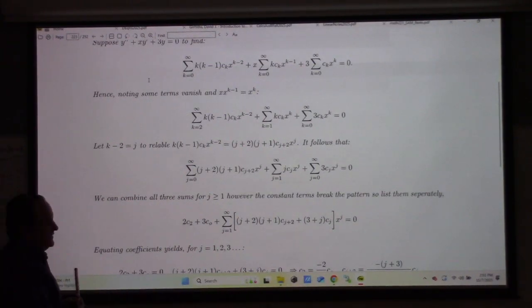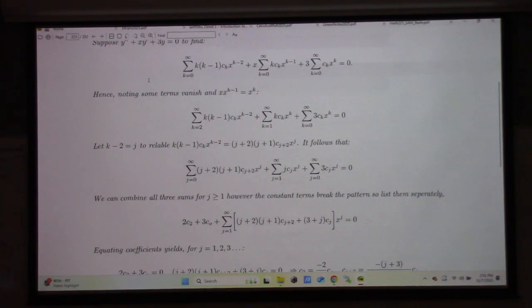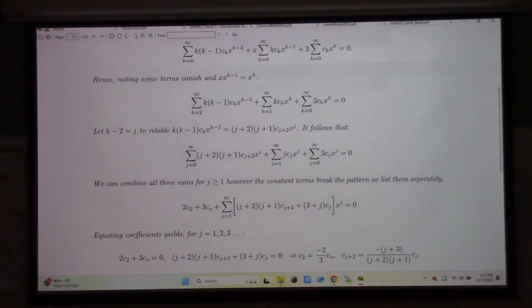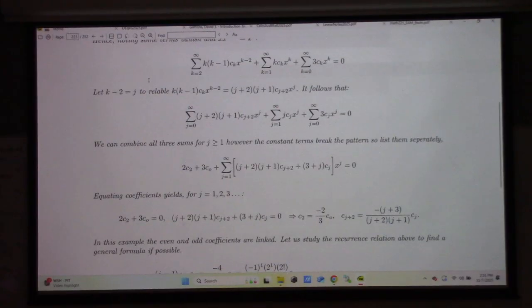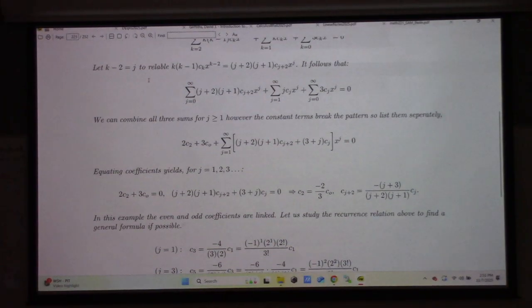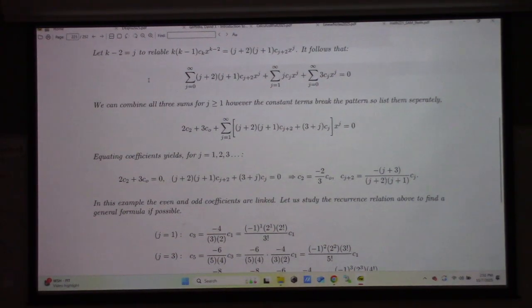So that gives us a recurrence relation. This time there's a multiplicity to the problem, like it's linked by 2, and there's your recurrence relation. So the last term is c sub j and x to the j. But shouldn't it be like j plus 2 and x to the j plus 2?